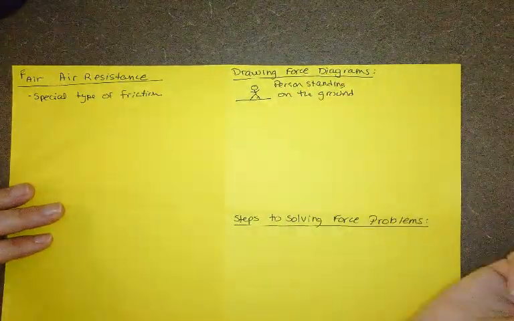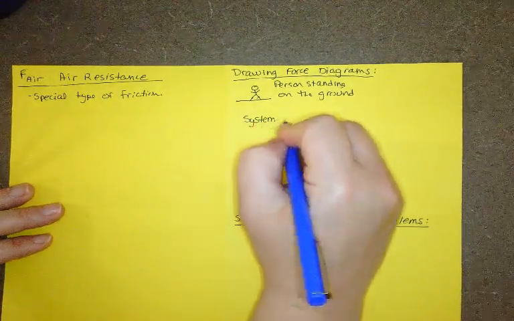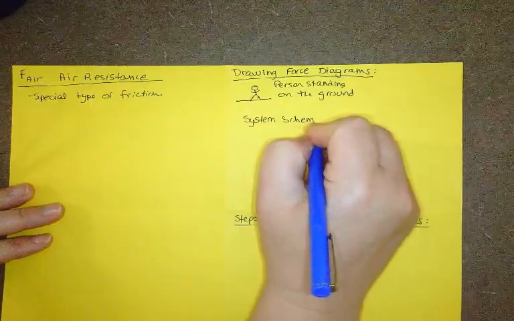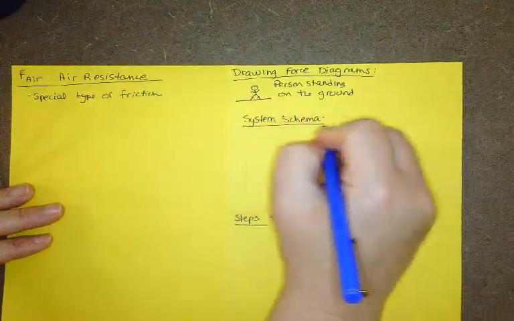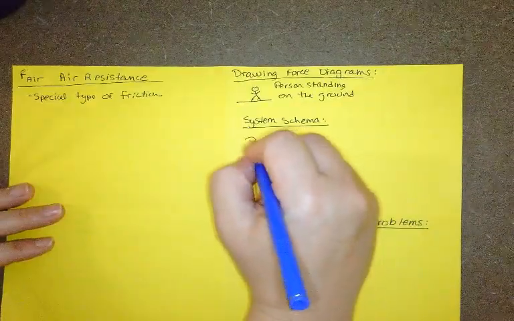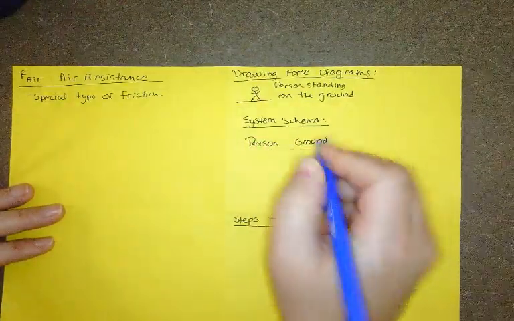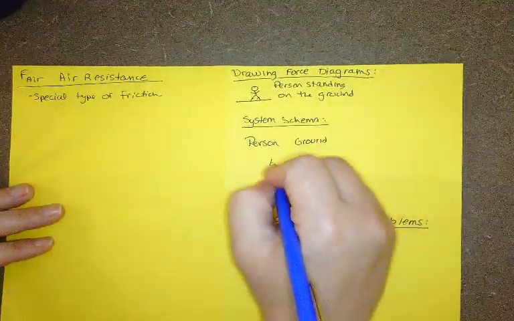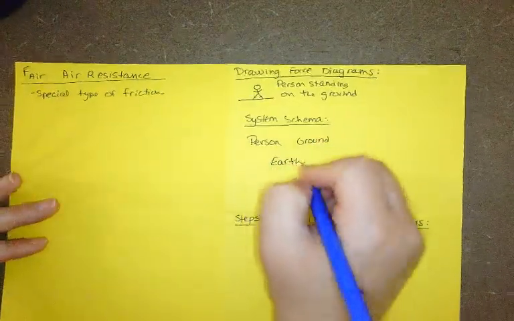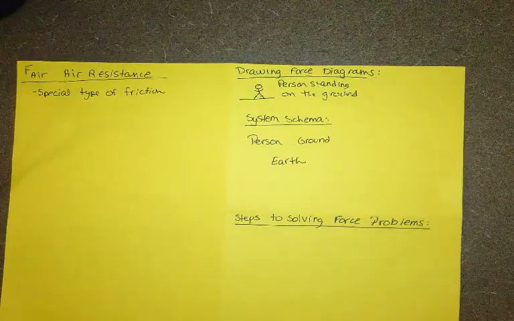The first thing we're going to do is what's called our system schema. So to do a system schema, you list everything in your system. So I have a person. The person is sitting on the ground. And I have Earth. Okay, don't forget Earth. Earth is always there. Or whatever large planet you're on.